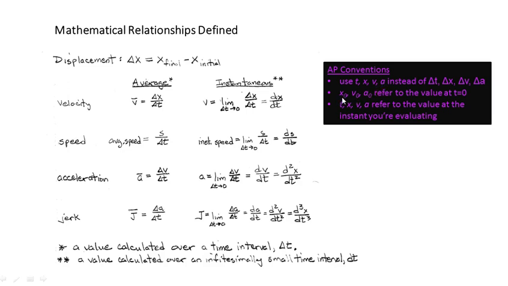Also, they'll use the conventions x sub naught, v sub naught, a sub naught to refer to the value of these quantities when time is equal to 0. And then the quantities t, x, v, a refer to the value at the instant you're evaluating it. So to compare this back to honors physics, the naught subscript is similar to the initial subscript, and the quantities without the subscript are comparable to the final value.